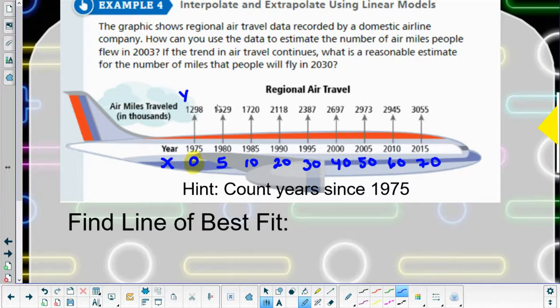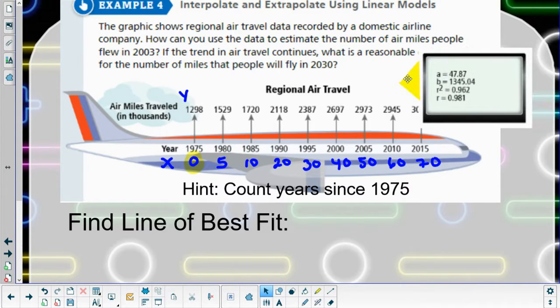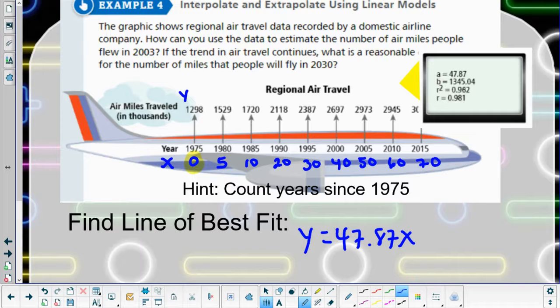Okay, if you did your line of best fit, you should have an answer that's similar to mine. This one I took a screenshot from the TI-83, but you should have gotten data that is very, very similar to this. So from our data we could say y equals, in this case, the A is our slope. They use different letters on the TI-84. 47.87x, and then my B is 1,345.04.